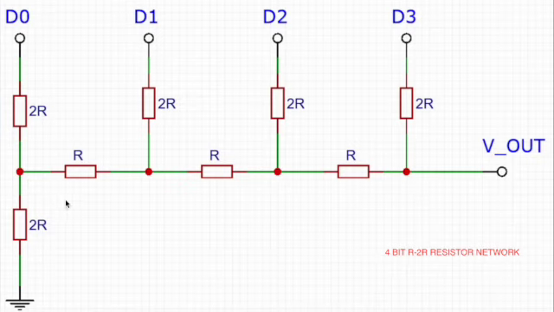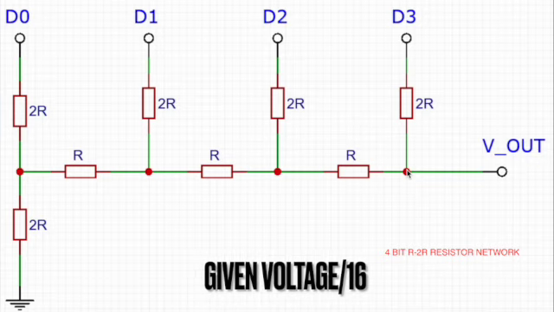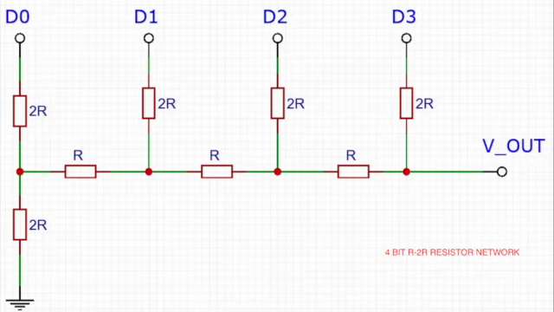Now, this same thing could be applied to every single one of the other points, which would simply be the previous junction point's voltage divided by 2 again, as shown before in this Thevenin's theorem. This would mean that in this case, this junction point over here, which is the closest to the V out, would have 1/16 of the given voltage, given that all the other switches are turned off and only D3 would be on.